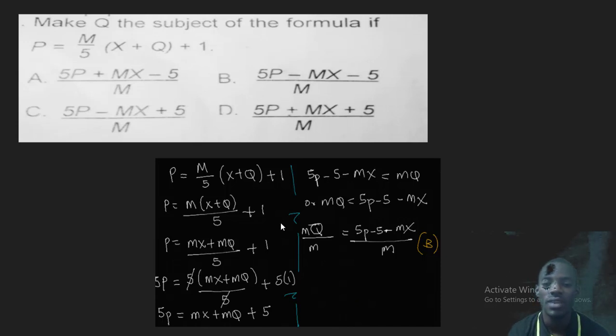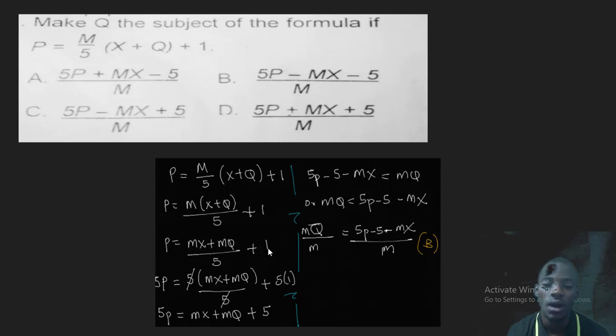We have P equals M over 5 bracket X plus Q plus 1, right? Now that will become, this one will go to meet the M. That will become M bracket X plus Q over 5 plus 1. Now that will become multiplied to the bracket, M times X is MX, M times Q is MQ over 5 plus 1, right? To make Q the subject, so I won't forget that.